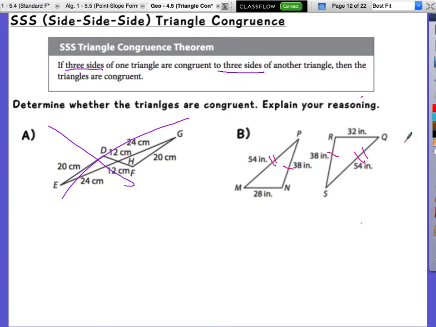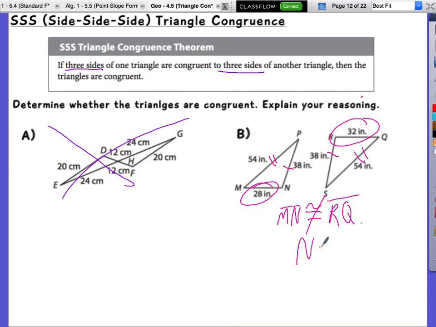Okay, Eric, what are you saying? Side MN is not congruent to side RQ. Side MN is not congruent to side RQ. So are these triangles congruent? No, they're not congruent.